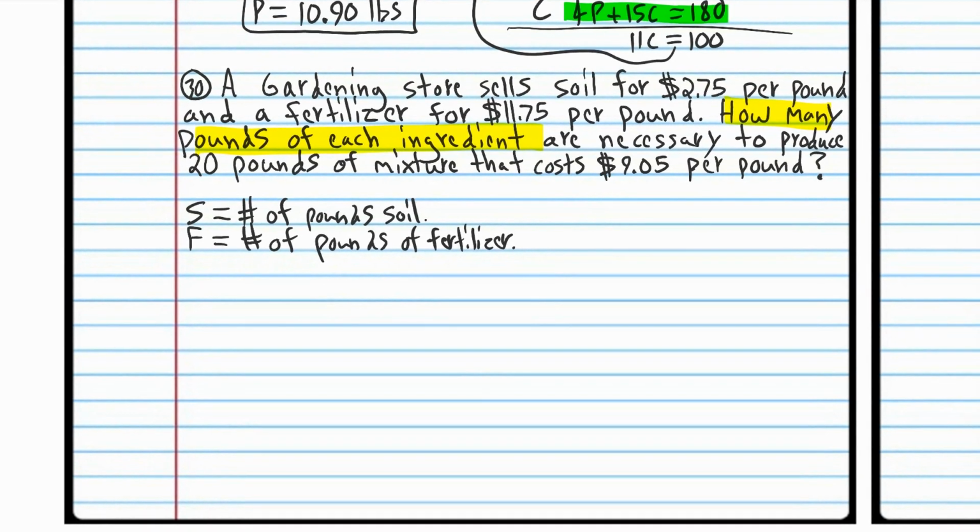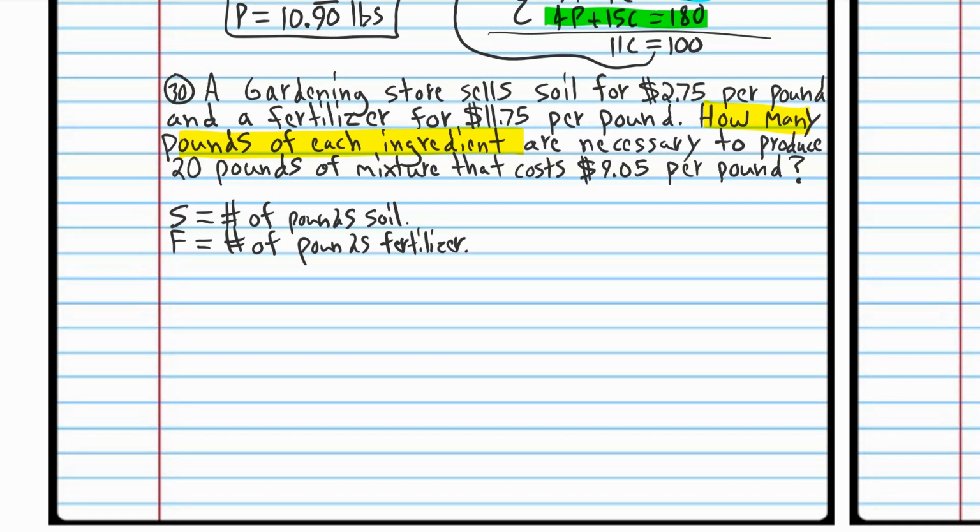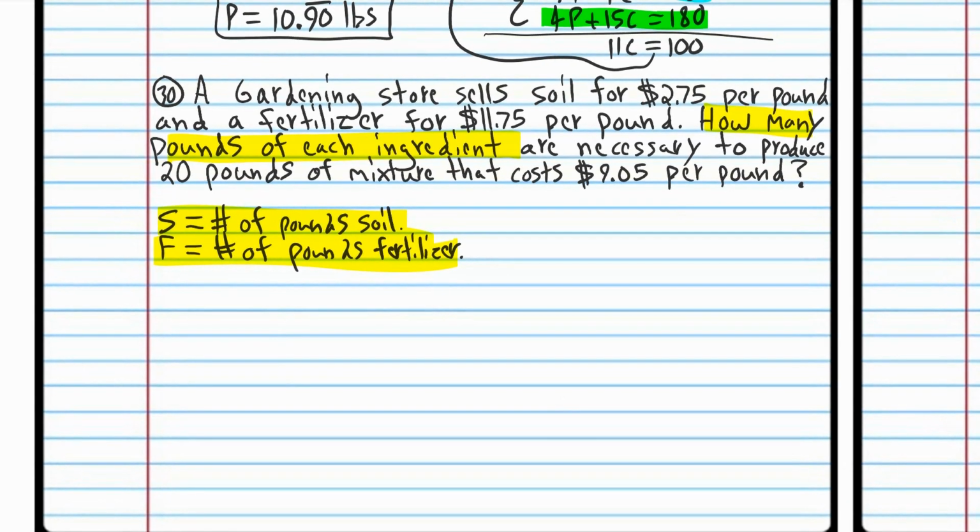I'm just going to condense that. All right. Again, that's the most important part of the problem. If you didn't do that, you're not going to be able to go anywhere in this problem. So now let's look for the easy equation. So we want to produce 20 pounds of the mixture. So S plus F is equal to 20.